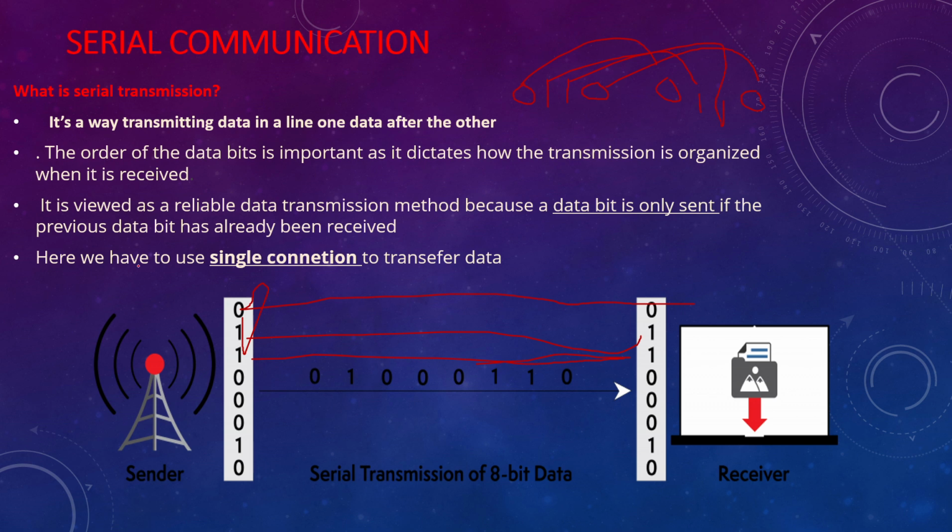So it is viewed as a reliable data transmission method, because a data bit is sent only if the previous data bit has already been received. So it will check which bit it is getting, the previous one or a new one.